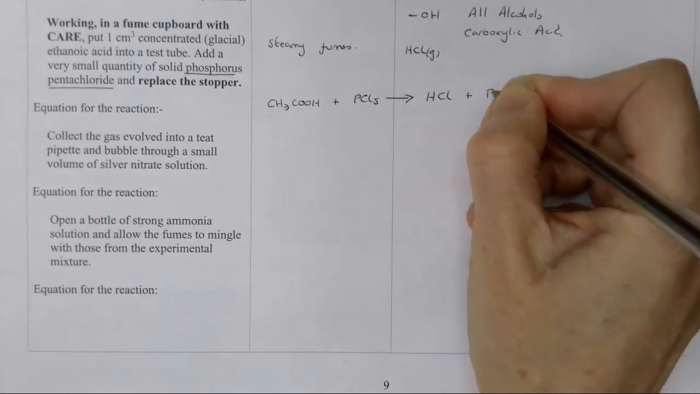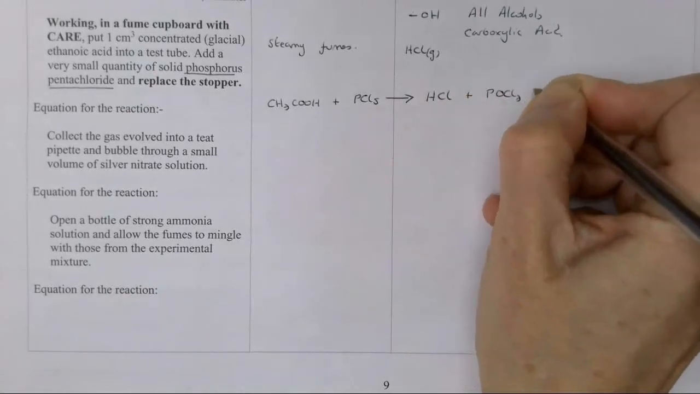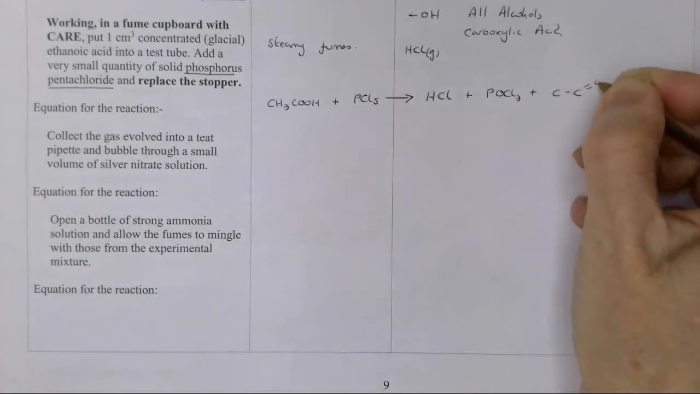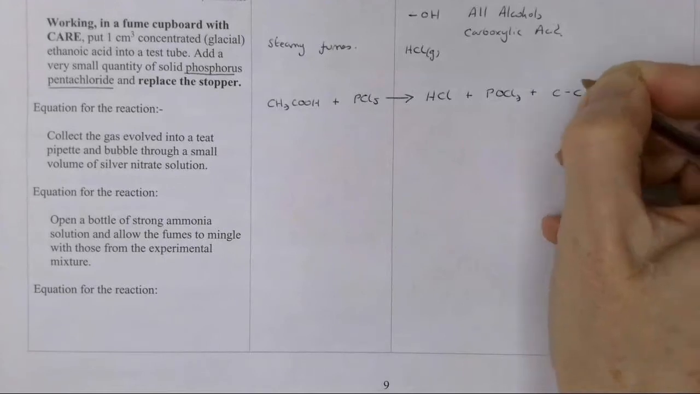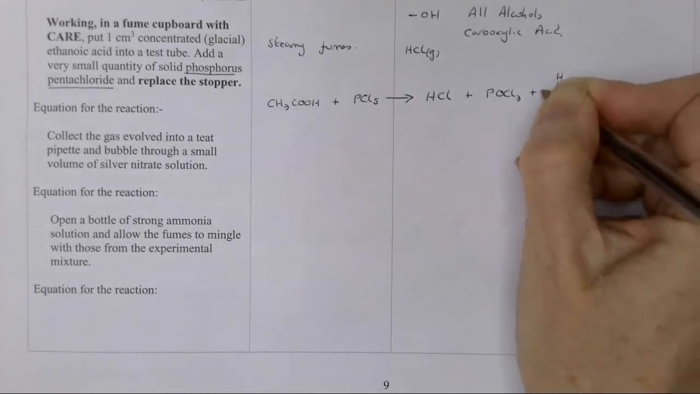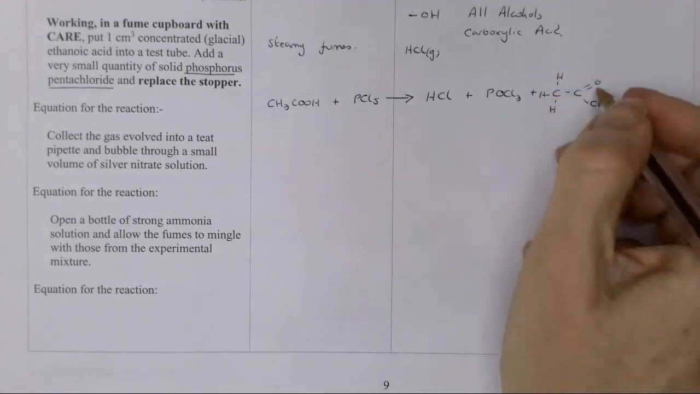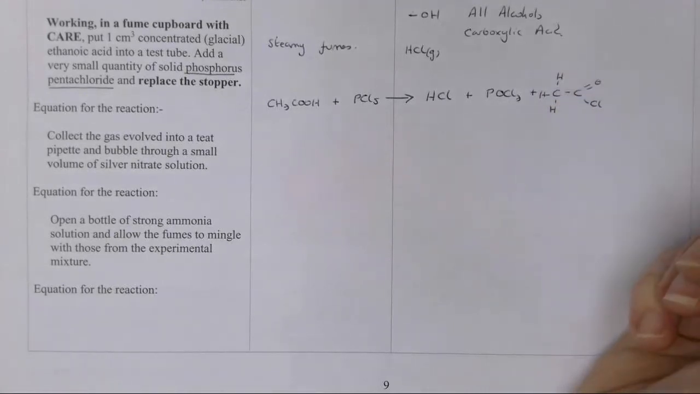You also get POCl3, and you get this new compound. And the reason I'm drawing this new compound out is this is the one I'm going to start talking about in the next video. This is an acyl chloride, and this is the next functional group you're going to learn about.